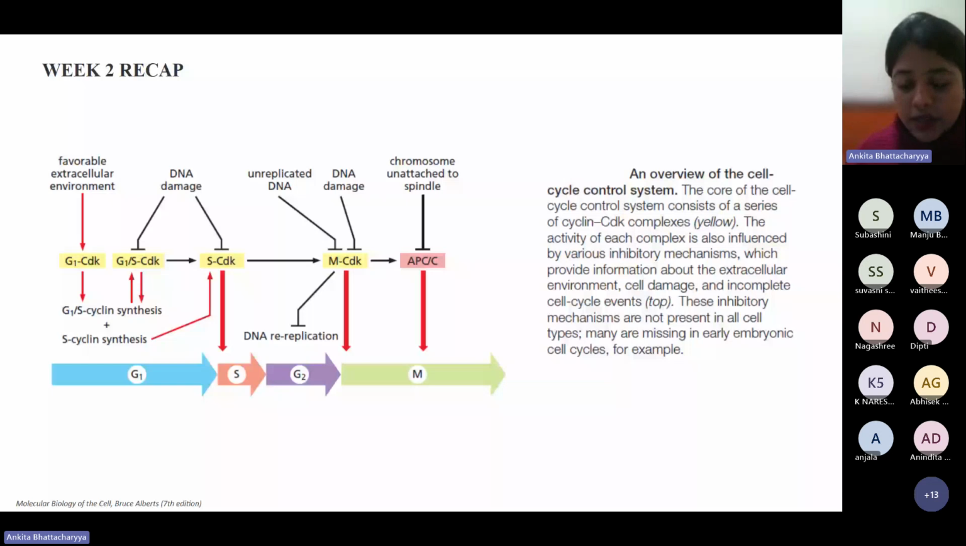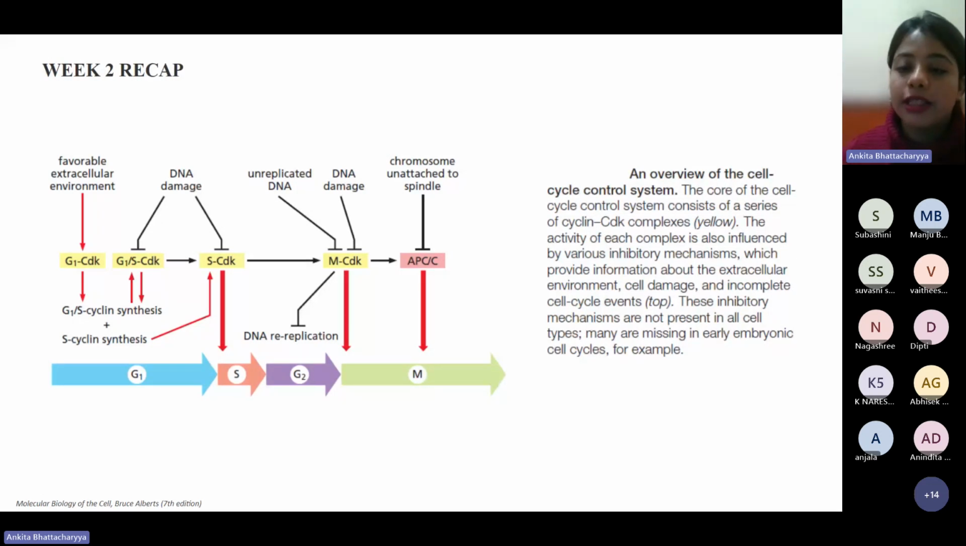If the cell has encountered such issues, then it should not be allowed to divide, or it should only be allowed to divide when it has already undergone some sort of repair, or the cell has taken some initiative to keep itself intact and healthy. Only then should it proceed for division. So these checkpoint mechanisms keep that in check, making sure that only a healthy cell, without any damage or incomplete replication, proceeds for division and undergoes duplication. That is what the cell is trying to ensure.